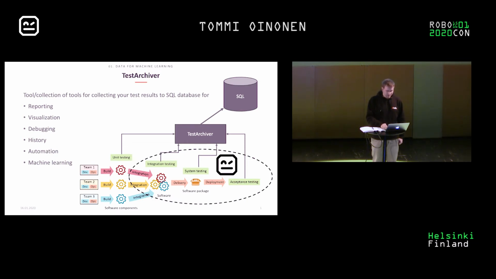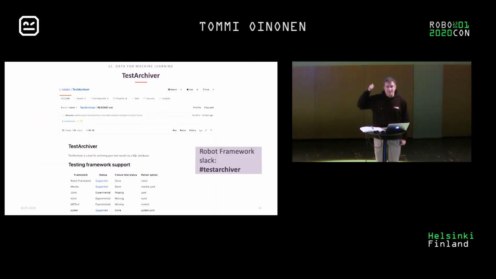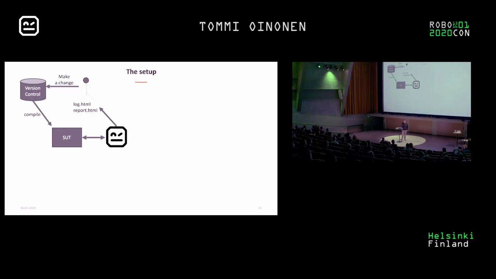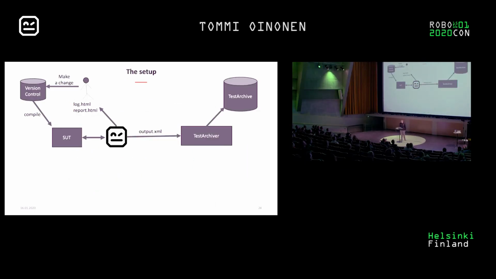But this is very important. Well, now we have a test history. We actually had a year's worth of test history in that one project where we're trying to do this. And just to show, it's in GitHub, and there's a Robot Framework Slack channel where you can ask more if you want. Well, to the setup, let's add: let's collect test data to the database.